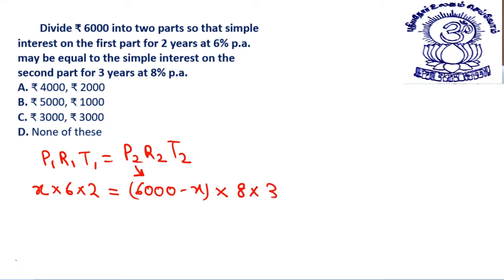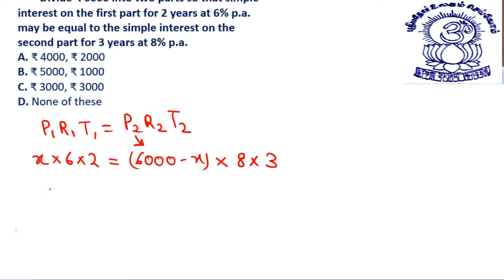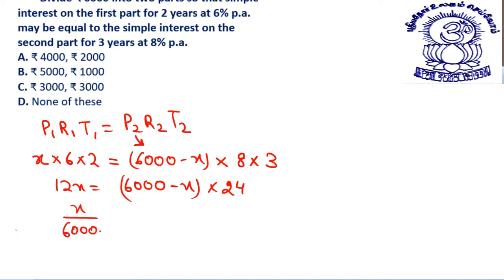8% per annum for 3 years. From here, what I can say, dear students, is 12x is equal to (6,000 minus x) into 24, or I can say x upon (6,000 minus x) is equal to 12 by 24, or 2 is to 1.